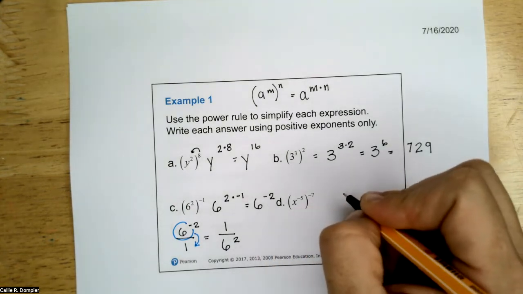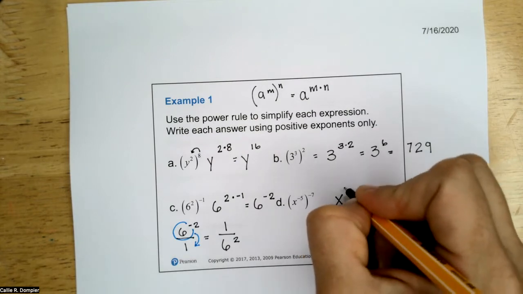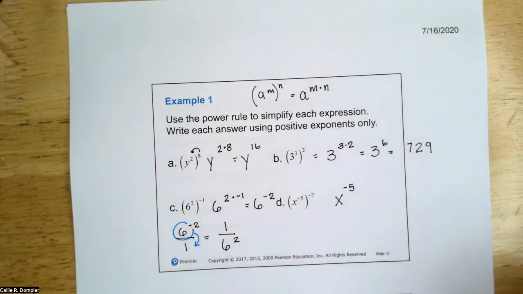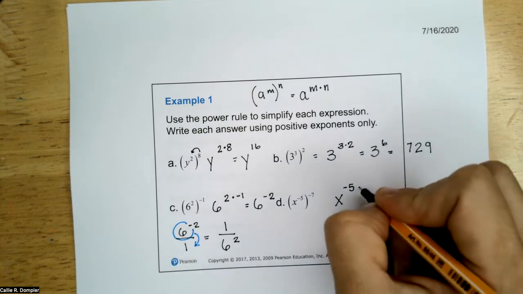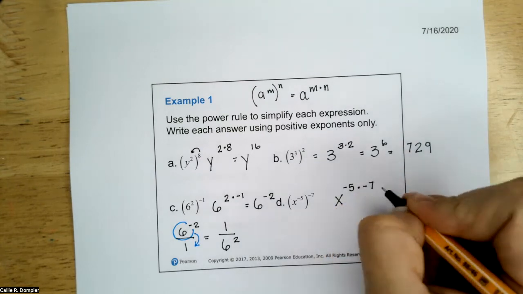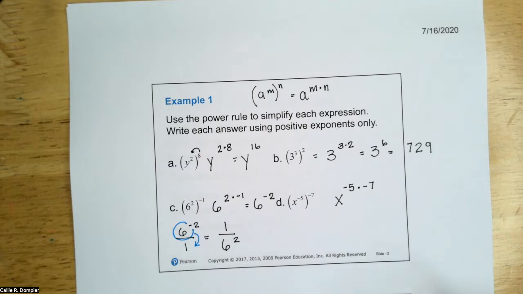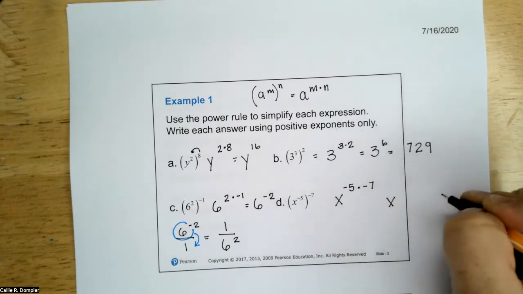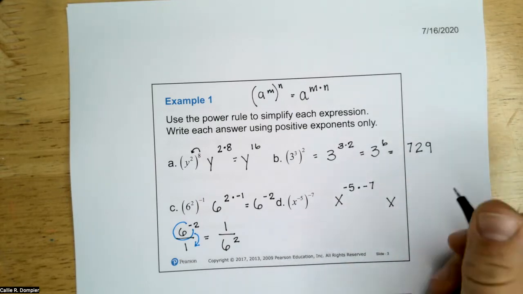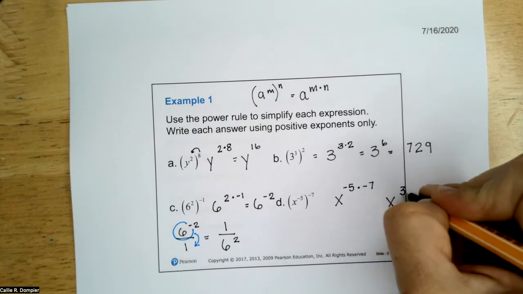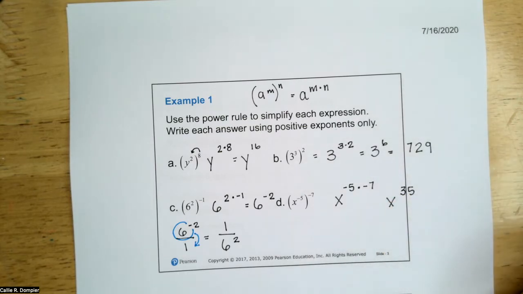Here we have x to the power of negative 5 raised to the power of negative 7. So we're going to multiply negative 5 by negative 7. Think about this. You're going to have two negatives. So what happens when you multiply two negatives? They become a positive. So 5 times 7 is 35. So our answer is just x to the power of positive 35.